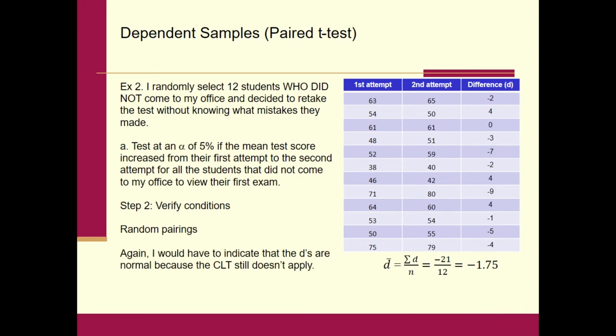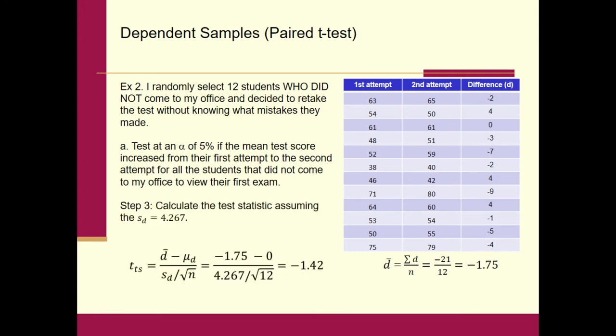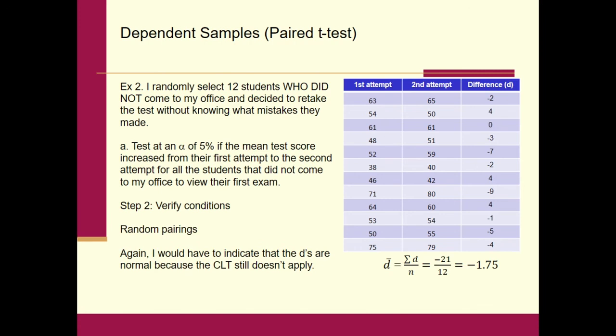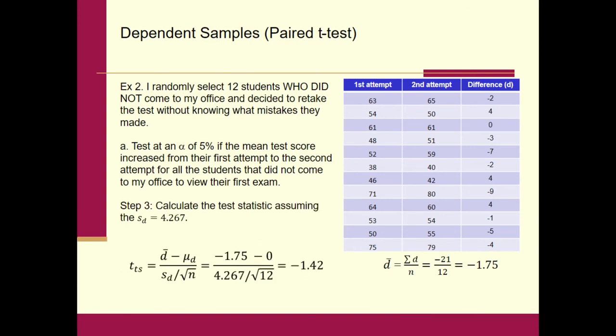Verify conditions. So we got our random sample that created these random pairings. And again, I would have to indicate that the D's are normal because the CLT still doesn't apply here. Calculate the test stat, assuming that the standard deviation of the D's is 4.267. Threw that into the formula. I got a negative 1.42. That's telling us that our D bar was 1.42 standard errors below the value in the null hypothesis. And what was the value in the null? 0, meaning mu1 is equal to mu2.